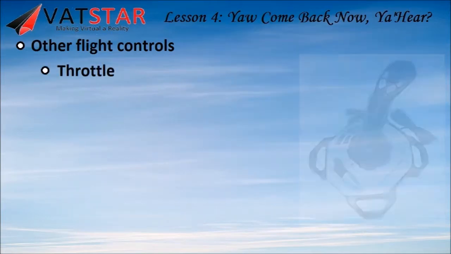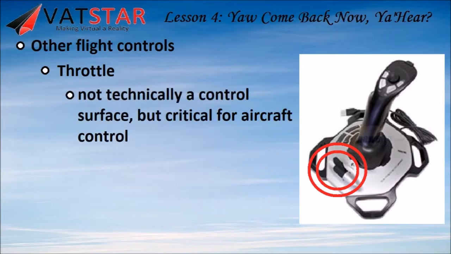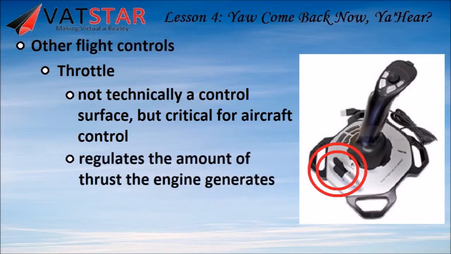Finally, the throttle. Most half-decent gaming joysticks have a lever on them somewhere that's meant to be used as a throttle control. On this model, the throttle lever is right here. The throttle is not technically a control surface, but I included it in this lesson because controlling the throttle is critical for maintaining control of the aircraft. The throttle, much like a gas pedal in the car, regulates how much power the engine is producing.